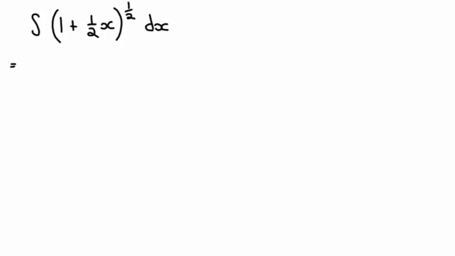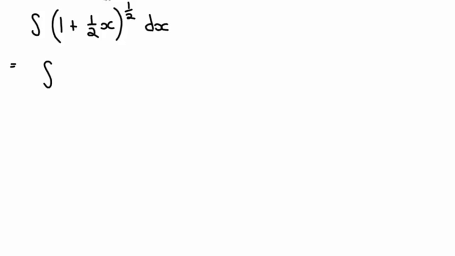Doing it by inspection means I need to see a composite function multiplied by the derivative of the inner function. So what I want to do here is I want to see a composite function. There it is, a function inside a function. But I also need to see the derivative of the inner function. So the derivative of 1 plus a half x is a half. So I can just put that there.